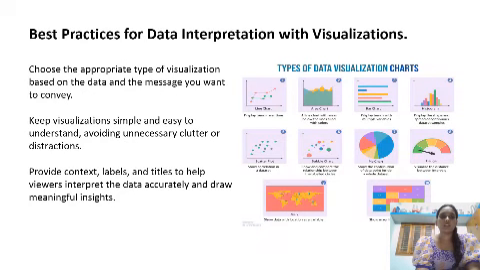And next, best practices for data interpretation with visualizations. Choose the appropriate type of visualization based on the data and the message you want to convey. Keep the visualization simple and easy to understand, avoiding unnecessary clutter or distraction. Provide context, labels, and titles to help viewers interpret the data accurately and draw meaningful insights.